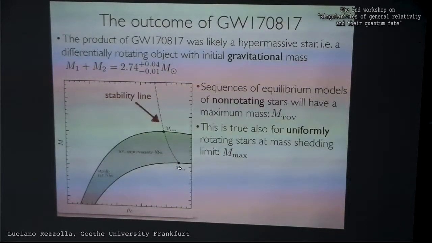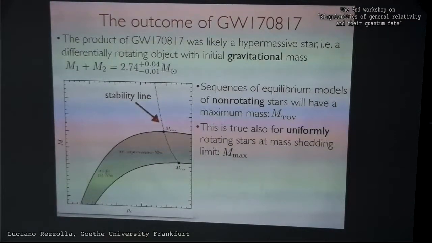This line over here is called the stability line now, and essentially all models on the right of this line are unstable. They are in equilibrium, but they are unstable. Vice versa, they are stable on this side. So anything that you put here will collapse to a black hole, and this is called the stability line, as I was saying.